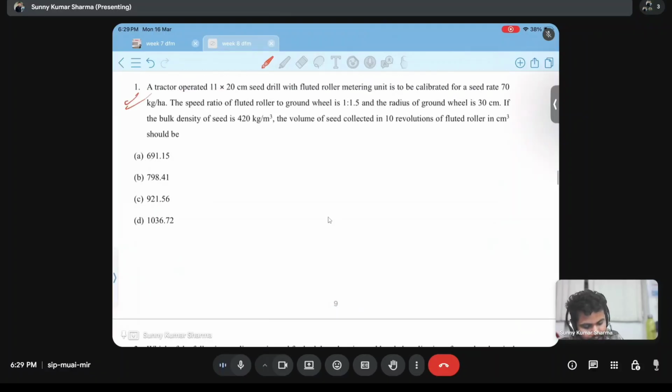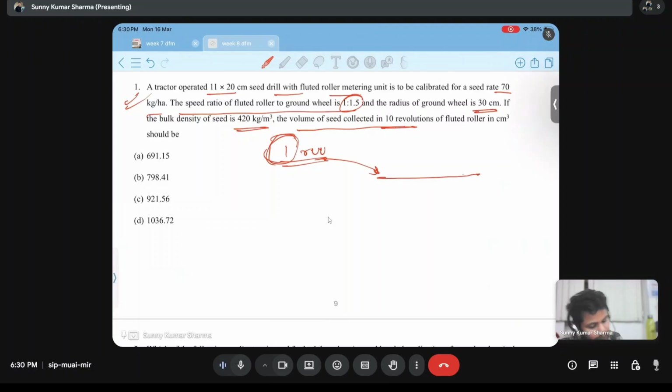So in week 8, the first question is: a tractor operated 11 into 20 centimeter seed drill machine is to be calculated for a seed rate. The speed ratio of seed drill to ground wheel is 1:3. Radius of ground wheel is 30, and bulk density is 480 kg per meter cube. So the volume of seed collected in 10 kilograms we need to find. First we need to find, in 1 revolution, what is the volume of seed. And for 1 revolution of seed drill, we need to know the revolution that the ground wheel makes.